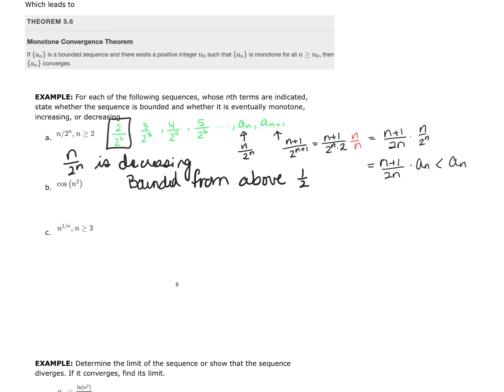And I'm going to be bounded from below by 0 because I'm never going to get negative. I'm not ever going to have a negative number. So I'm bounded from below by 0. So that tells me my sequence is going to converge. I'm bounded from above and I'm bounded from below, and it's going to converge.